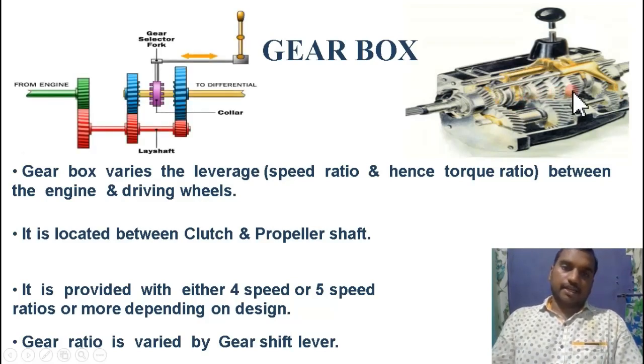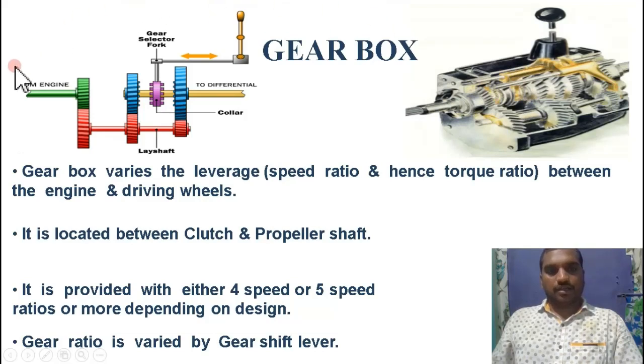In exams, the diagram you need to draw will be in this shape. This is the selector lever, and this is the gear selector fork, which moves the dog clutch. The dog clutch will select the particular gear. From the engine, power is transmitted to the clutch gear, from the clutch gear to the counter gear on the lay shaft, which is nothing but the counter shaft. From the counter shaft, it goes to the particular gear on the main shaft. Like this, from the driving shaft to the driven shaft, the power is transmitted according to the gear ratio.